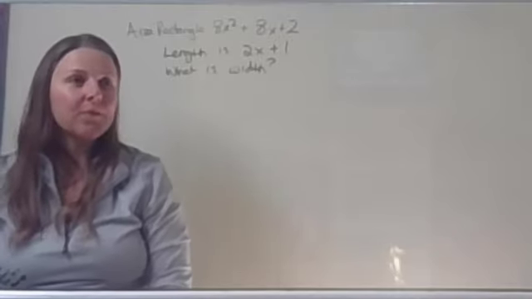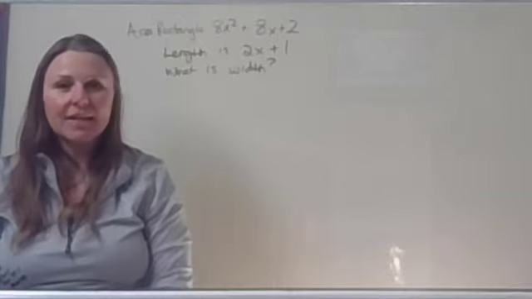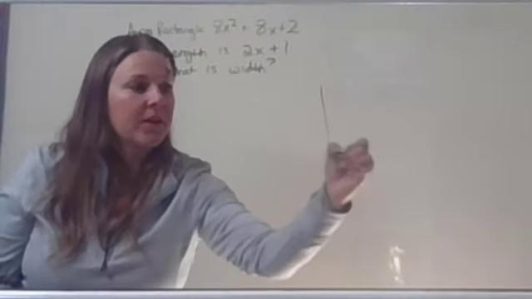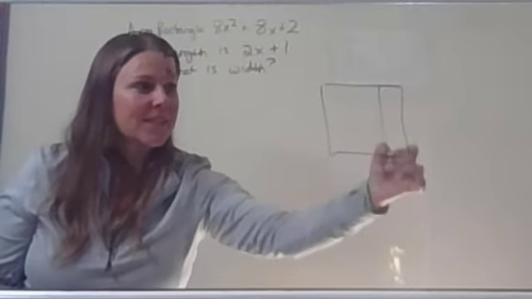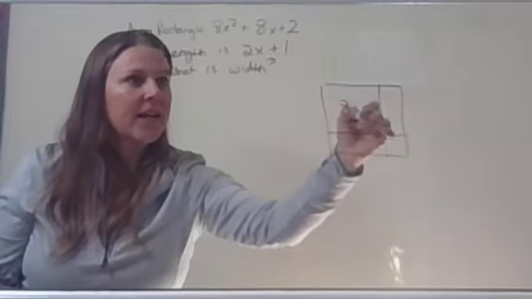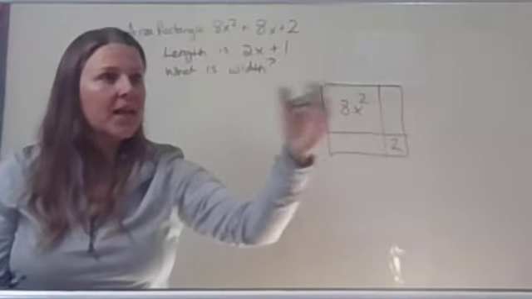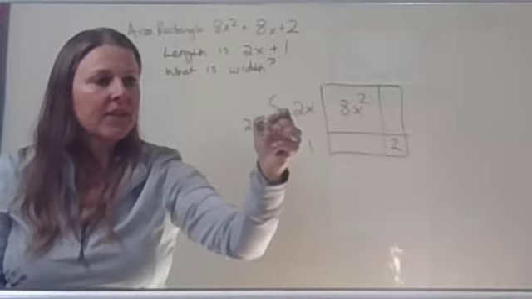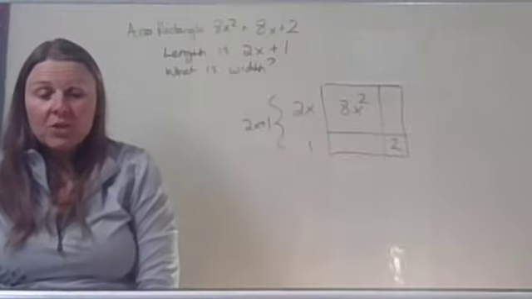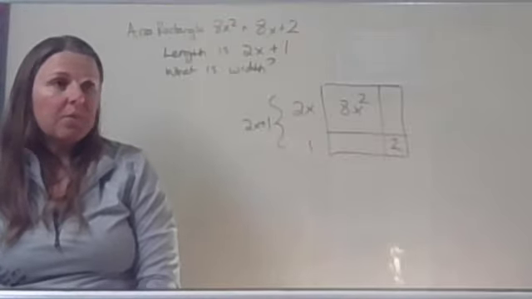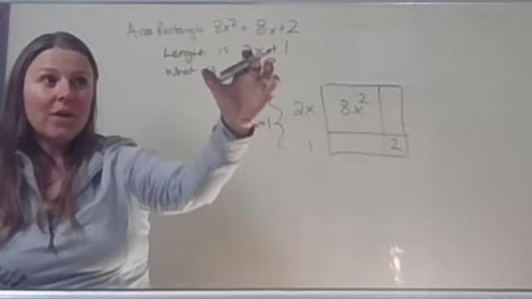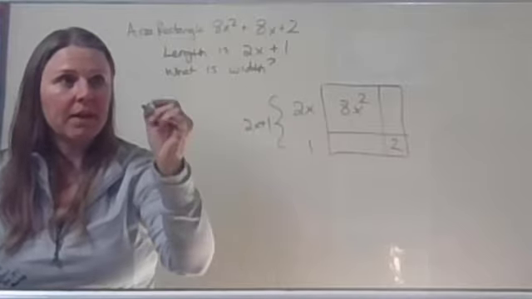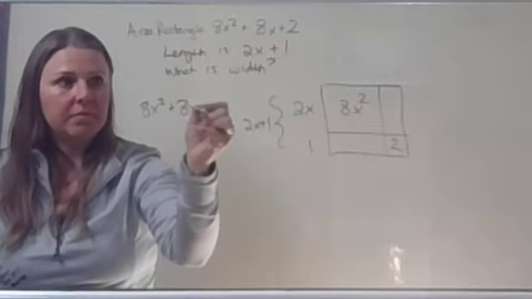It reads, the area of a rectangle is 8x squared plus 8x plus 2. The length is 2x plus 1. What is the width? Now, the area of a rectangle is like this. So if we have 8x squared, and this is 2, and if we know one dimension is 2x plus 1, we're just trying to find the other dimension. So you can try this on your own and hit pause right now, but we're really just factoring this and knowing that one of the factors is 2x plus 1. So you could do the box method or you could do the long method.